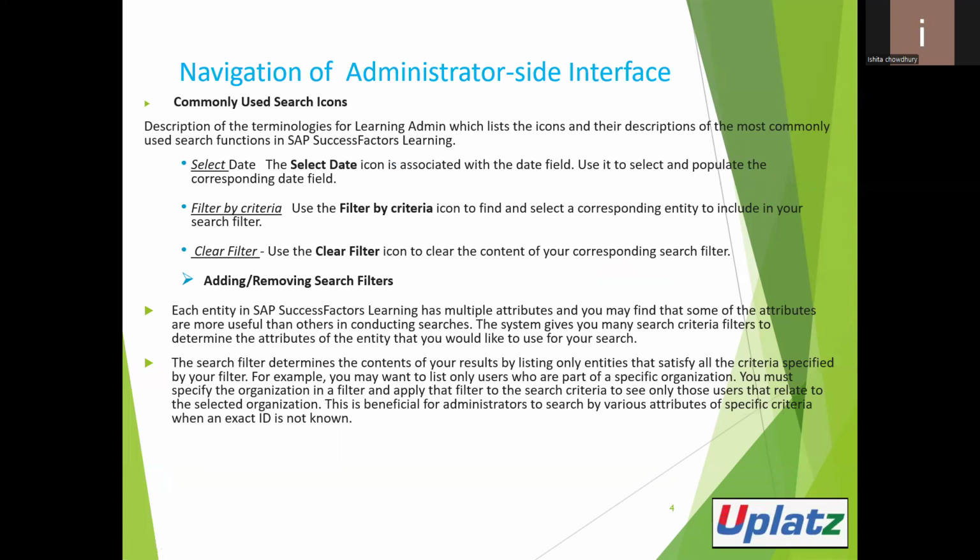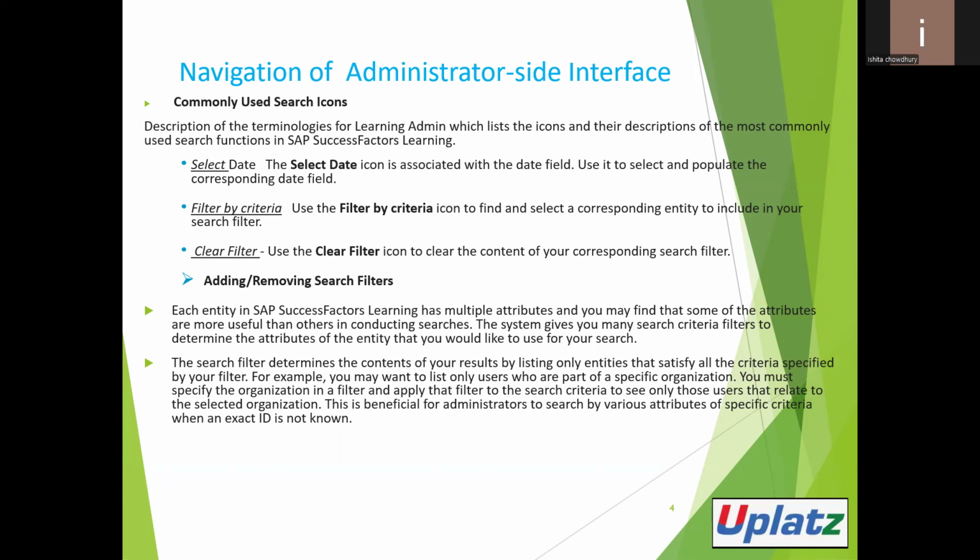Now we talk about the description of the terminologies for learning admin, which lists the icons and their descriptions of the most commonly used search functions in SAP SuccessFactors Learning. What is select date? The select date icon is associated with the date field. Use it to select and populate the corresponding date field. Filter by criteria. Use the filter by criteria icon to find and select a corresponding entity to include in your search filter. We definitely had a long demonstration on what filter by criteria means or what the select date option means. We can put the date range, maybe from January to June for six months of the year, right? Clear filter. Use the clear filter icon to clear the content of your corresponding search filter.